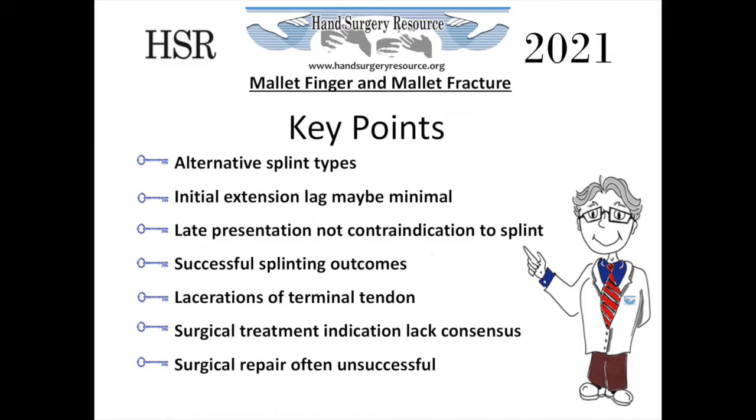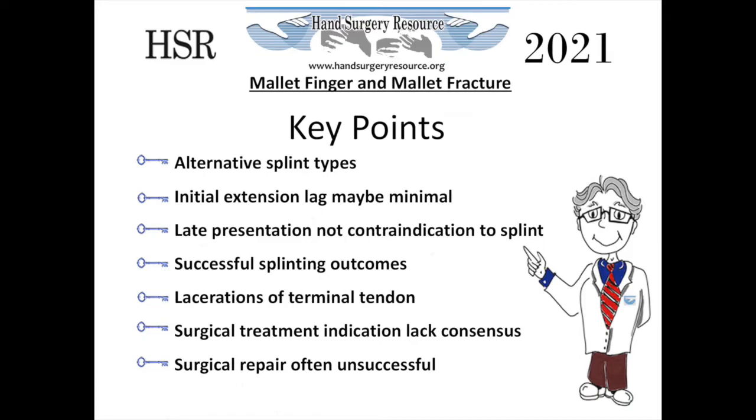with prolonged splinting. The initial mallet finger extension lag can vary from 5 to 85 degrees. Remember, a small amount of extension lag can progress if a mallet finger is not splinted and recognized early. Late presentation is not a contraindication to splint treatment.